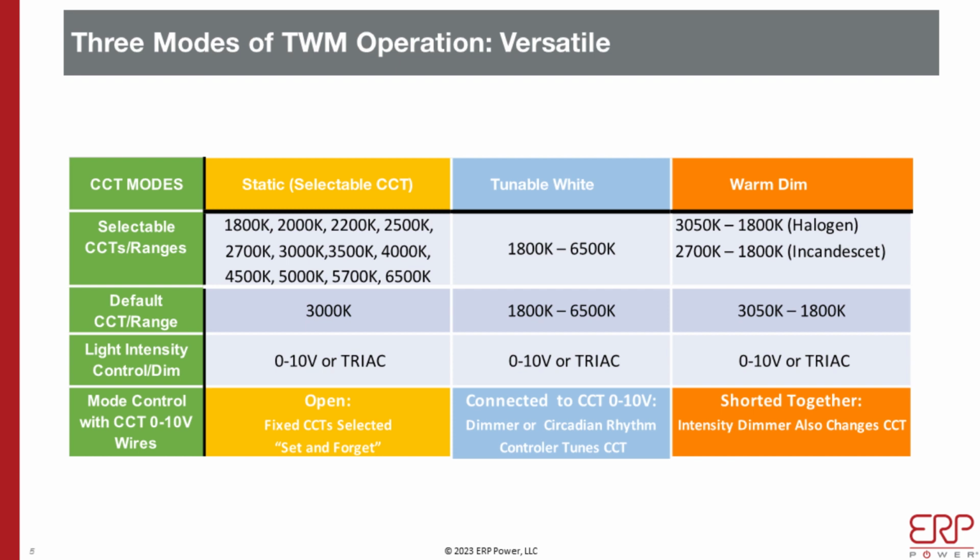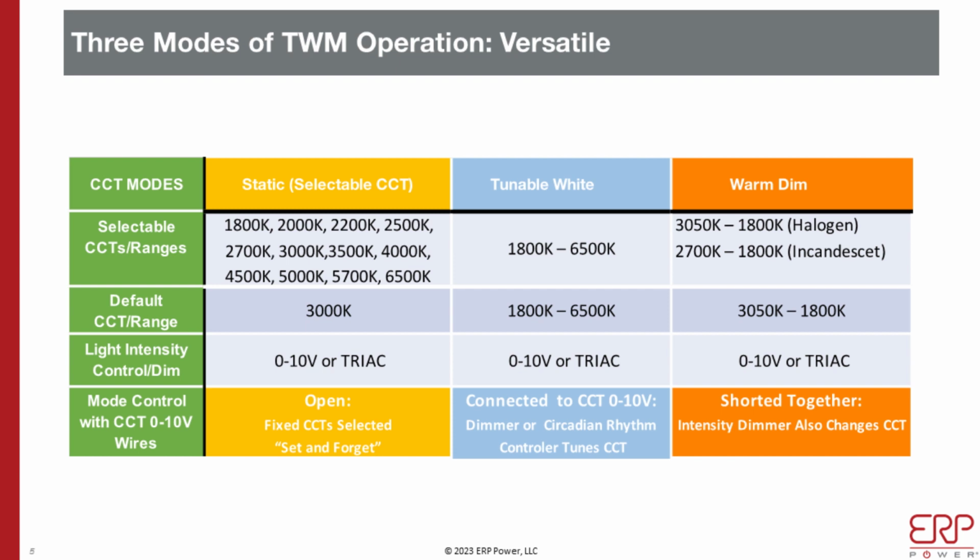Tunable white mode is when you connect the CCT dimming lines to a 0 to 10 line. Essentially, by moving the dimmer, you can slide through anywhere from 6500K to 1800K. So that becomes your tunable white mode. And one more important thing, I think I briefly mentioned it, but it's super important, is that the CCT can only be controlled by 0 to 10 volt, while the intensity you can control by 0 to 10, triac, or ELV dimmers. So there's a slew of dimmers that support that.